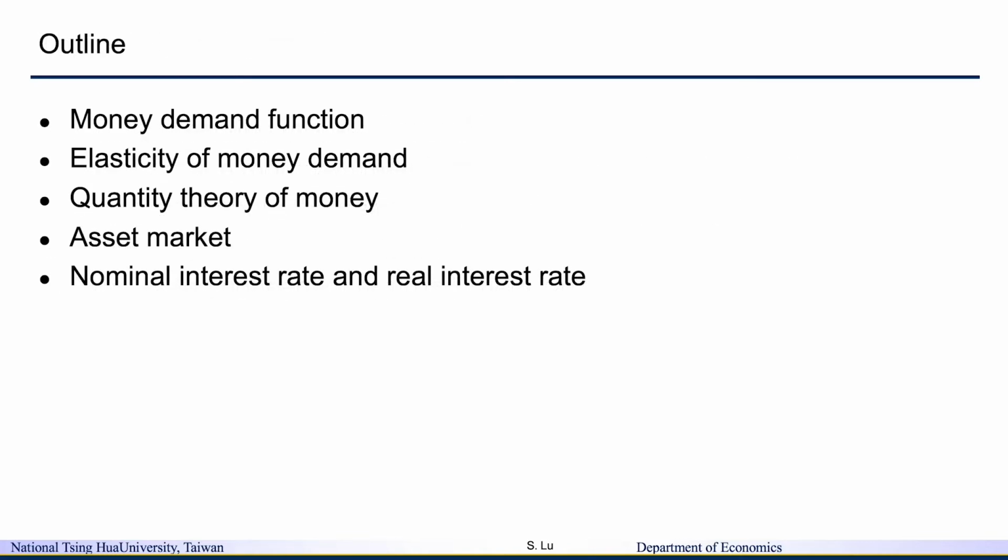We want to first talk about the money demand function, and then we are going to talk about the elasticity of money demand, and then we are going to talk about the quantity theory of money, and then we are going to talk about the asset market, and then the concept of nominal interest rate and real interest rate.